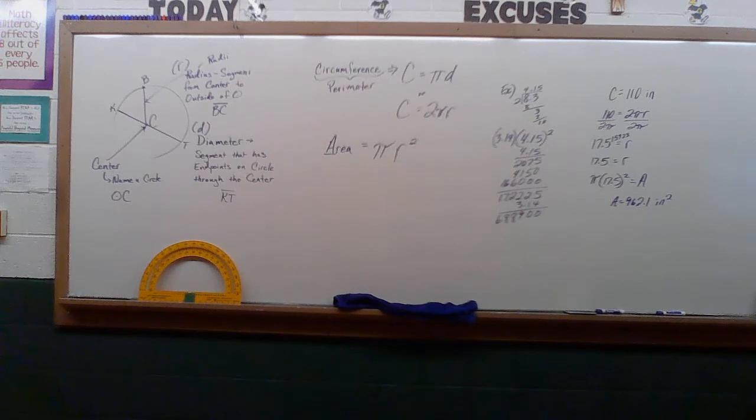So, one big thing is making sure that you use the right thing, a radius or a diameter. The other thing is to make sure that you have the right label, depending on circumference versus area. Okay? Good to go?